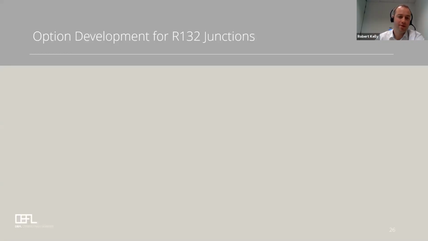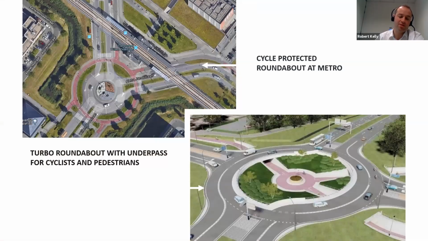So just to give you a flavour for the options that were developed for the R132 scheme, and as you saw from the images, obviously the junctions along the route are large roundabouts, and so we considered a number of options where we sought to modify maybe the existing roundabouts or upgrade those roundabouts. The images here illustrate a cycle protected roundabout on the top left, and then we have, for example, here at the bottom right, a turbo roundabout with grade separated facilities for peds and cyclists.